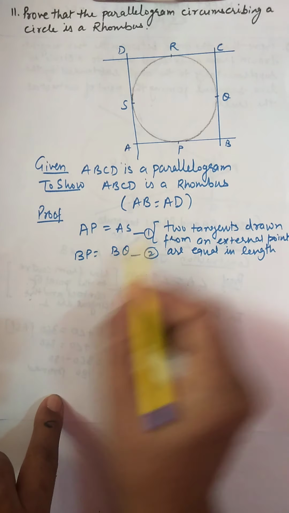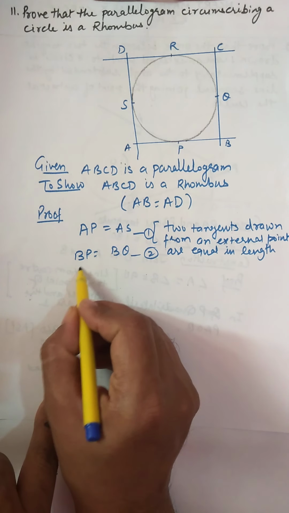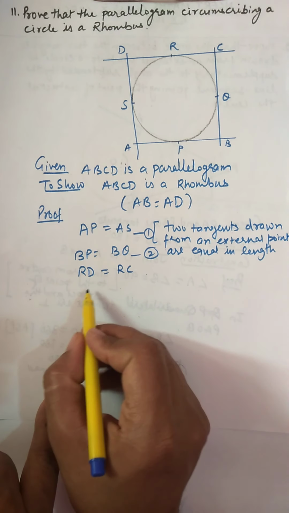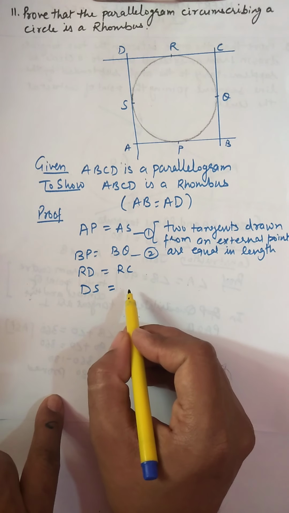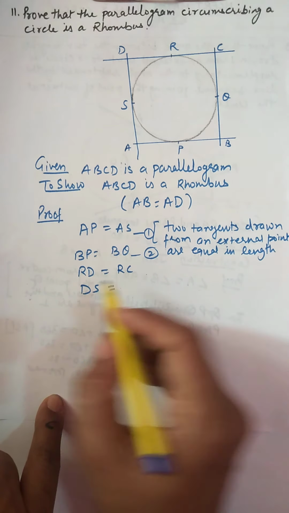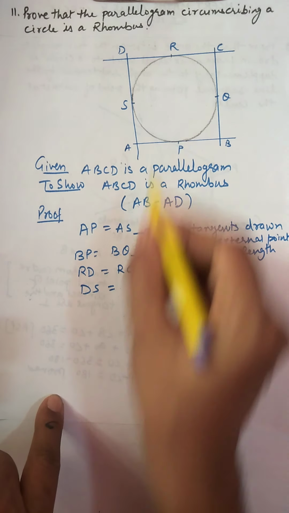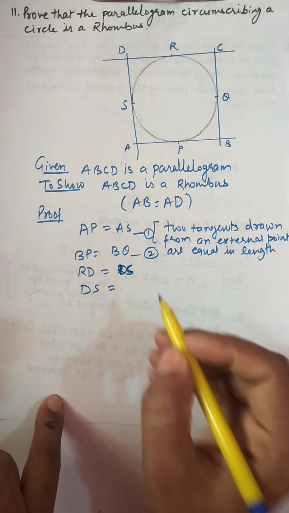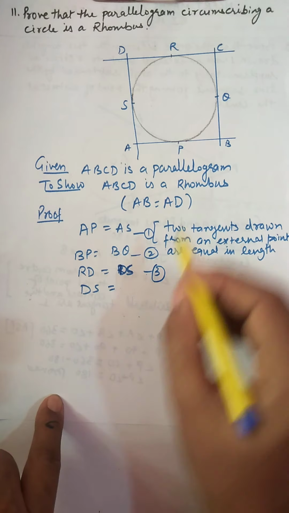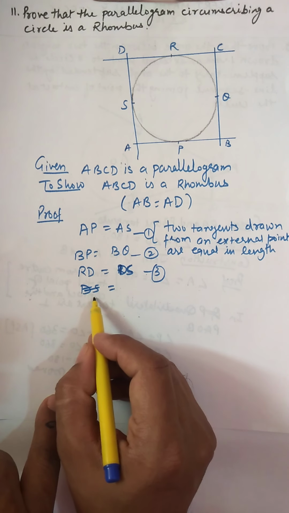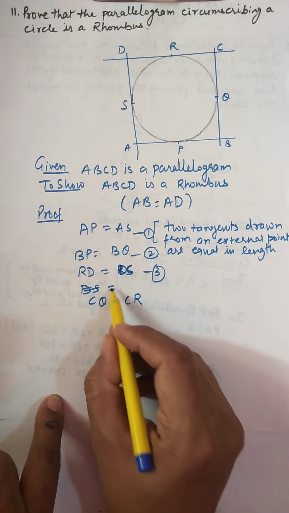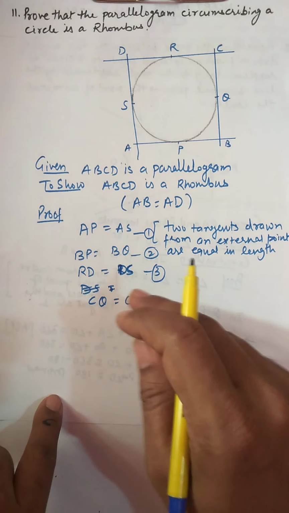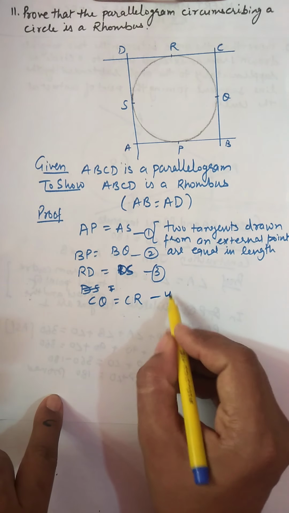Similarly, you can write RD equal to RC, and DS equal to RD; they are also equal, mark this as 3. And CQ and CR are also equal, because all these points A, B, C, D are external points, so tangents from these points will be equal. So mark this as 4.